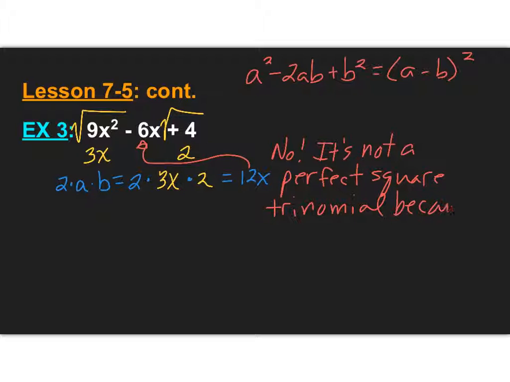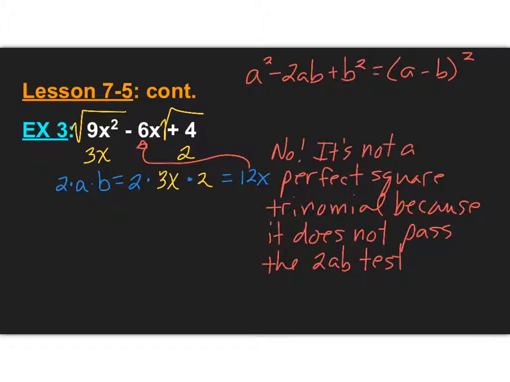Because it does not pass the 2AB test. So if it doesn't pass any one of those 3 tests, bookends are positive, if they're negative, then it's not going to be a perfect square trinomial. Bookends are perfect squares, if they're not, it can't be a perfect square trinomial, and that final test is the 2AB.